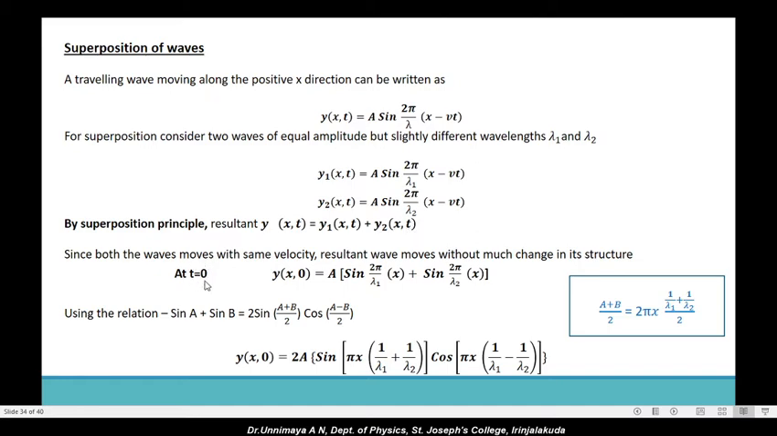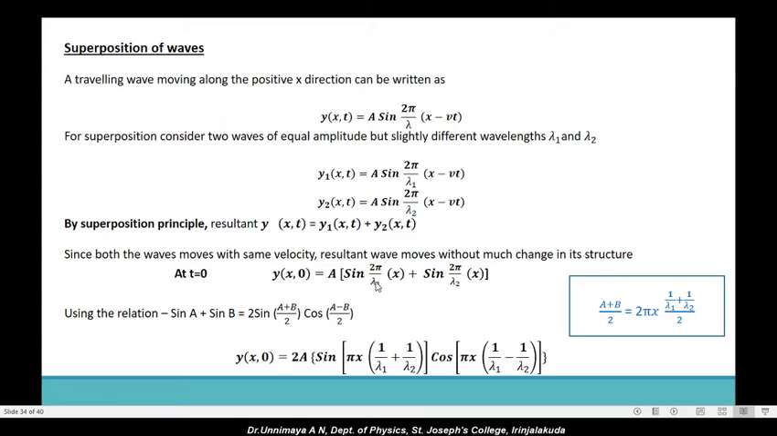At t = 0, the vt term will be absent. So we get A sin(2πx/λ1) + A sin(2πx/λ2). A is common, so take it outside: A[sin(2πx/λ1) + sin(2πx/λ2)]. This is in the form sin a + sin b. So use the relation sin a + sin b = 2 sin((a + b)/2) cos((a − b)/2).